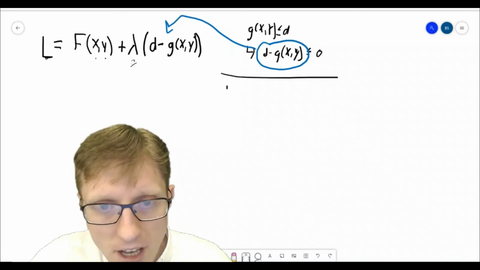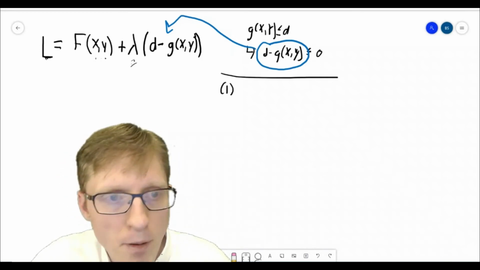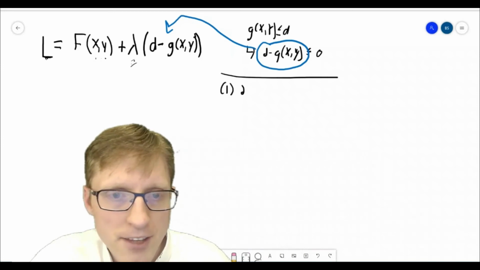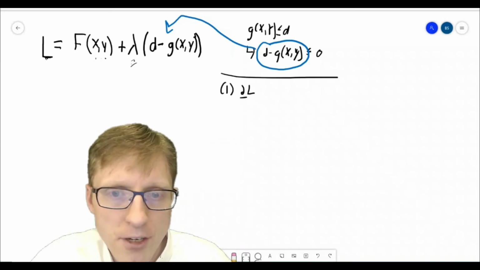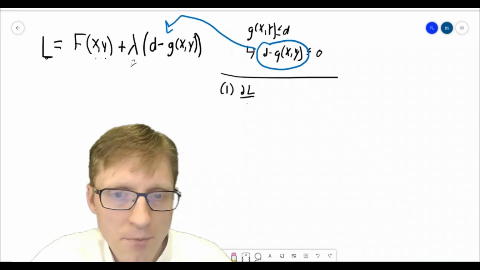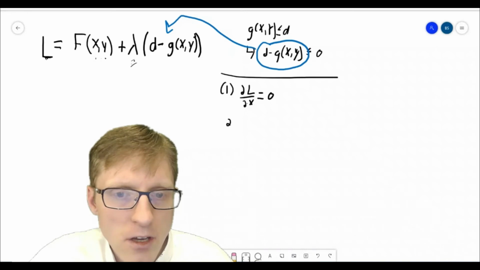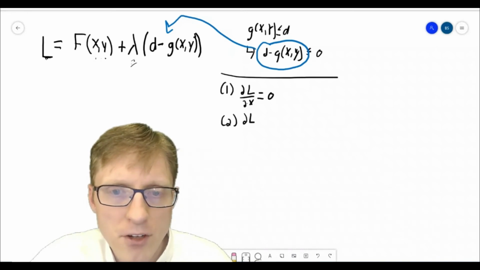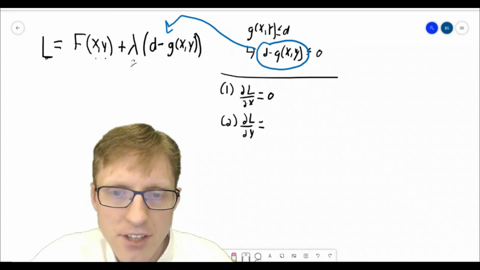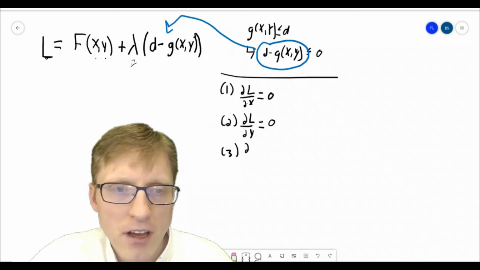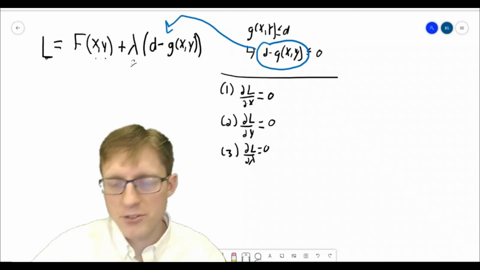Okay, so let's write down these three partial derivatives. We're going to take the partial derivative of the Lagrangian with respect to x and set that equal to 0. We're going to take the partial derivative of the Lagrangian with respect to y and set that equal to 0. And then we're going to take the partial derivative of the Lagrangian with respect to lambda and set that equal to 0. That's basically just going to return the constraint.